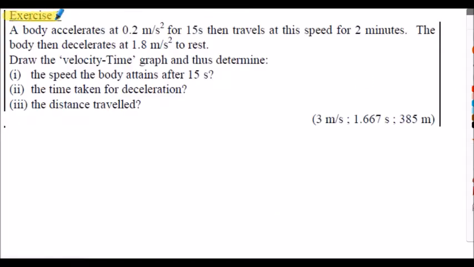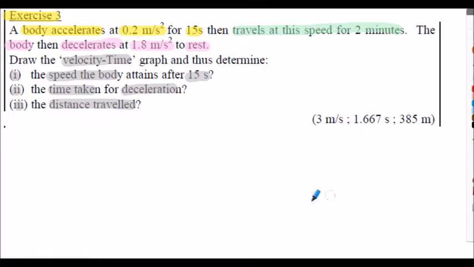Exercise 3. A body accelerates at 0.2 meters per second squared for 15 seconds, then travels at this speed for 2 minutes. The body then decelerates at 1.8 meters per second squared to rest. We're asked to draw the velocity time diagram and then determine 1. the speed of the body after 15 seconds, 2. the time taken for the deceleration, and 3. the total distance travelled.